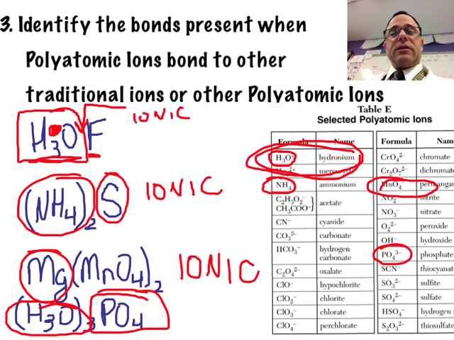So, before I get off the slide, when you see bonding with polyatomic ions, you will have both ionic and covalent bonds.